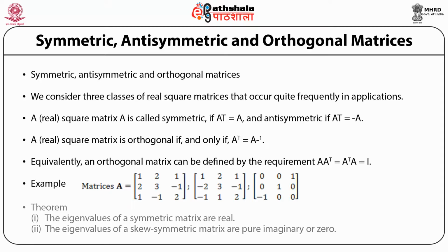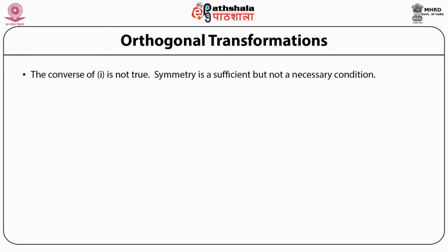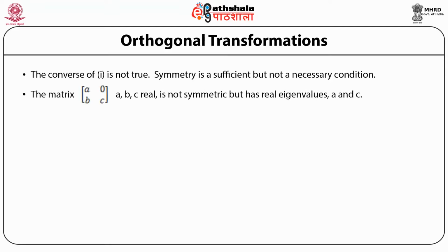We next state a theorem which says that first, the eigenvalues of a symmetric matrix are always real. Secondly, the eigenvalues of a skew-symmetric matrix are pure imaginary or zero. The converse of the first part of the theorem is not true. That is, symmetry is a sufficient but not a necessary condition. For example, a 2 cross 2 matrix with the first row being a, 0 and the second row being b, c, where a, b, c are real, is not symmetric, but it has real eigenvalues a and c.